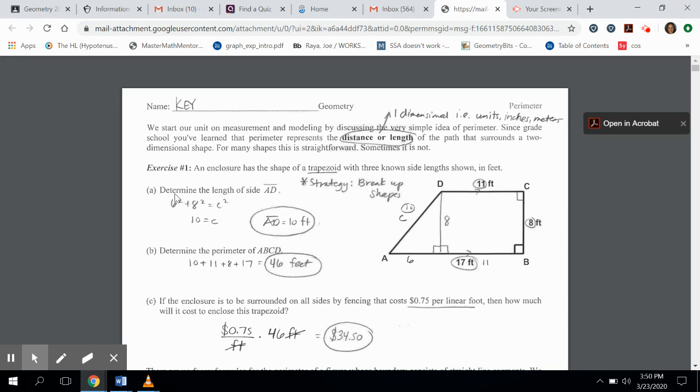Then it says determine the perimeter. So add up all the sides, and it's 46 feet. So notice there's no squared, no cubes. It's one-dimensional.